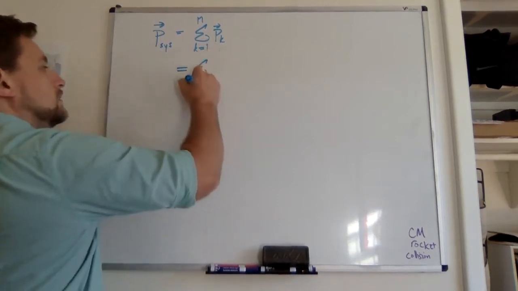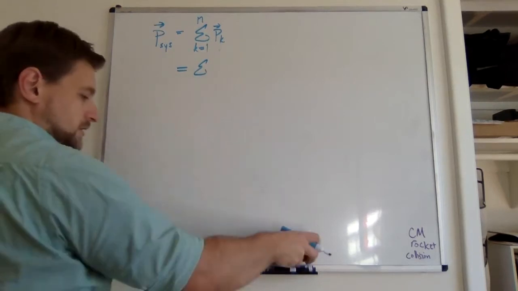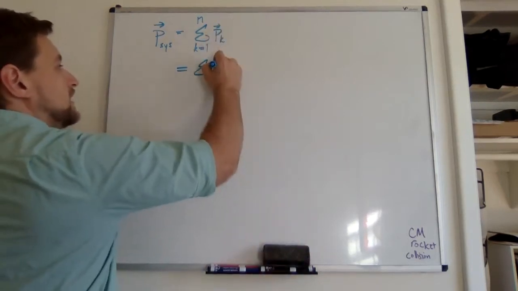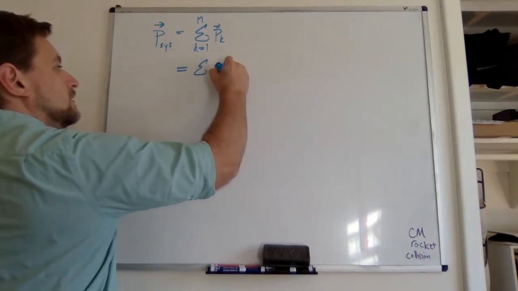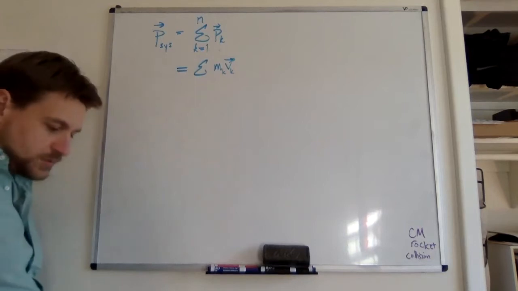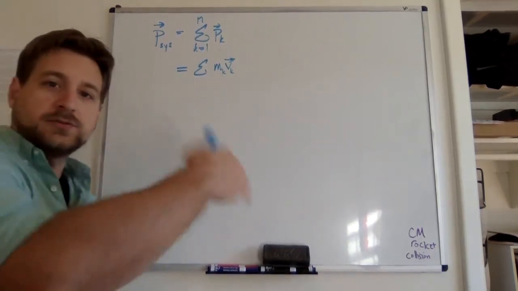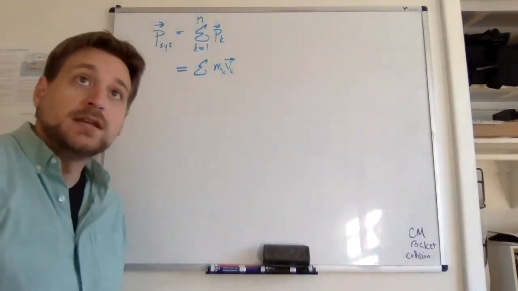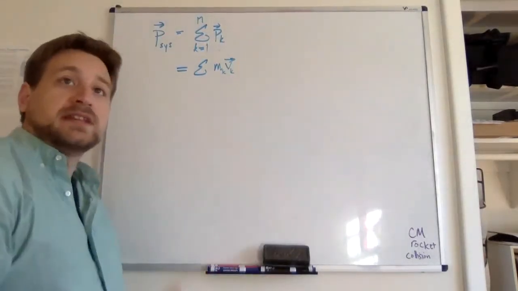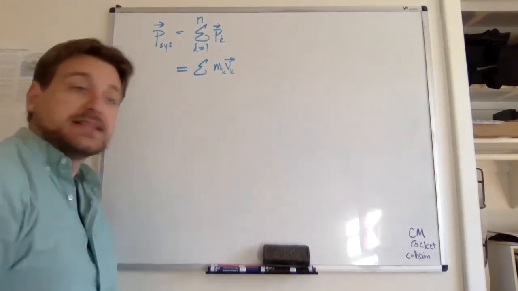I'm going to stop with the indexing and just write m for each one, for each k equals 1, 2, 3, all the way up to n. The momentum of the kth one is its mass times its velocity.